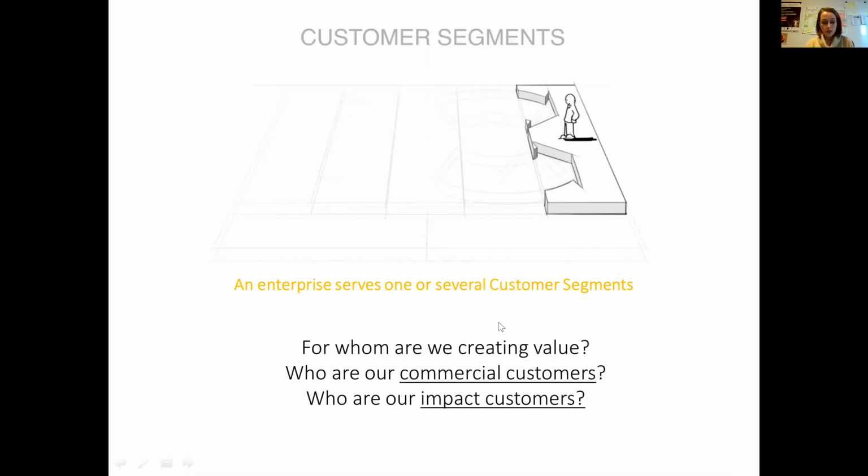Basically, they can be grouped according to their common behaviors, common needs, or other attributes, depending on your value proposition. For whom are we creating value? Who are our commercial customers and who are our impact customers? We have two different customer segments in a social enterprise model.